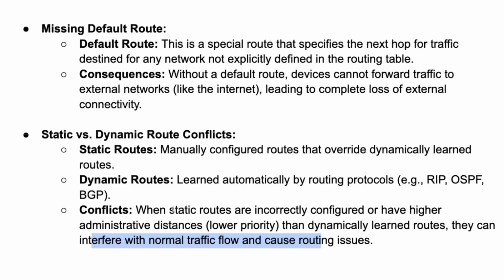So I'll read that one more time. When a static route is incorrectly configured or it has a lower priority than a dynamic route, then they can interfere with normal traffic, because manually configured routes, these static routes, actually have higher priority because they override the dynamically learned routes, because somebody manually configured them. So obviously they override the dynamic routes. Now, that static route is supposed to override, it's supposed to have a higher priority. If that static route has a lower priority, then there's going to be an issue, right? There's going to be interference with normal traffic, and then it's going to cause routing issues.